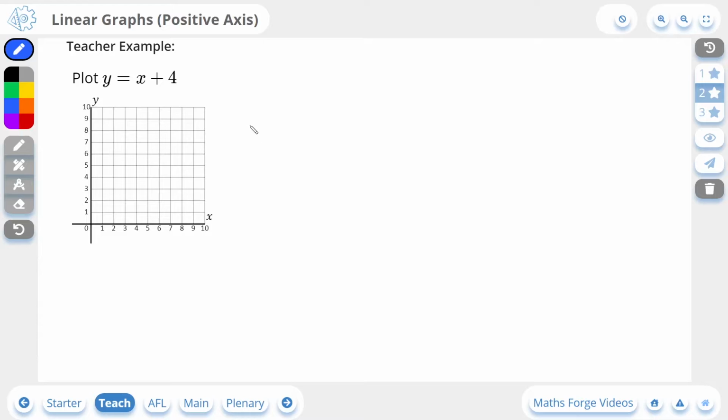Here we're being asked to plot the line of y is equal to x plus 4. So how we go about doing this is as follows. I'm first going to begin by writing x and y, and I'm going to put them in a table. In this table, I'm going to make sure that there are 3 spaces for y and 3 spaces for x. I'm going to first assign values to x, and the values I'm going to assign to x are going to be 0, 1, and 2.